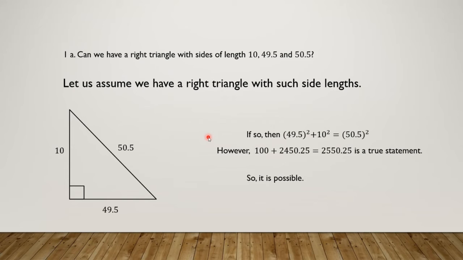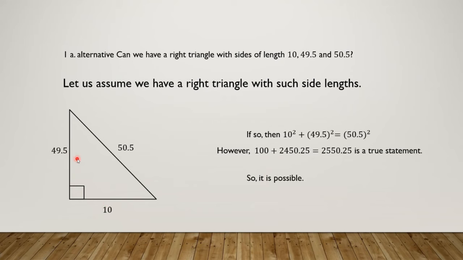It is possible. Am I saying that there has to be a right triangle like this? Well, no. But it's definitely possible. Now you might be thinking, wait a minute, why does this have to be the side of length 10? I know this is not drawn to scale, and this has to be the side of length 49.5. Well, it really doesn't have to be, but if you did interchange these two and got this right triangle, the calculation would still hold. Mostly because addition is commutative, meaning you can add two numbers in any order you want.